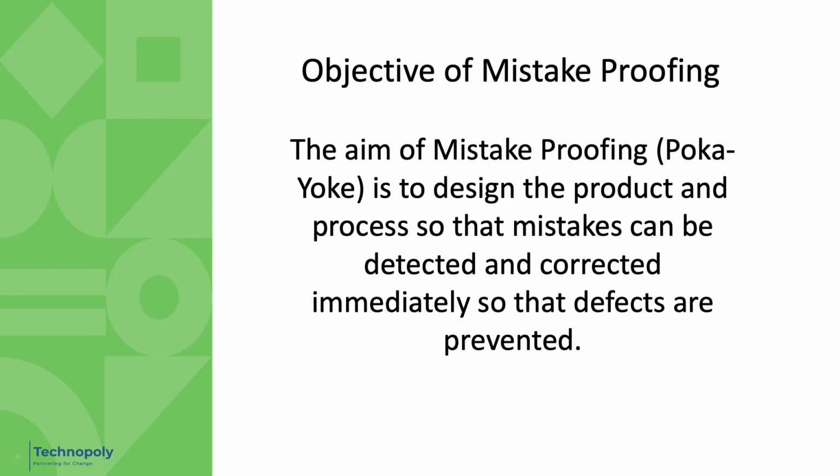Our goal or objective in doing mistake proofing is to design something into the product or the process so that mistakes can be detected and corrected immediately so that defects are prevented.